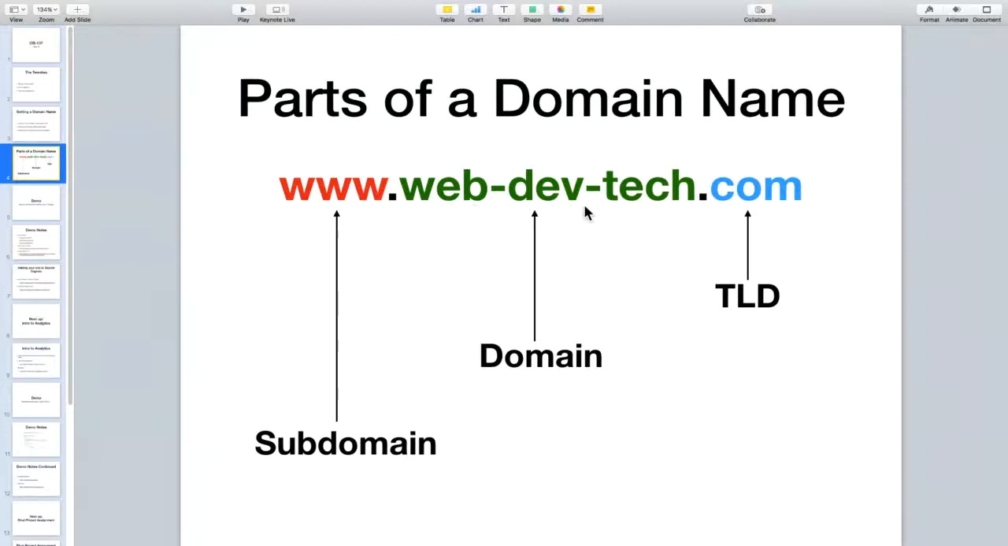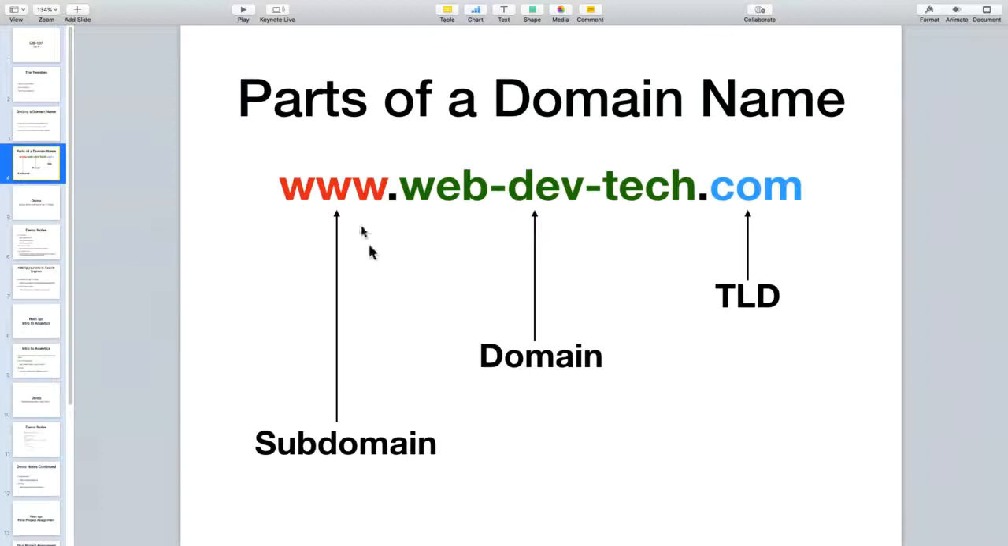Now this domain can only have certain characters in it. It can have numbers, letters, and hyphens. It can have other special characters in it, but you should just stick to hyphens, letters, and numbers. And it should be something that is easy for people to remember and type.